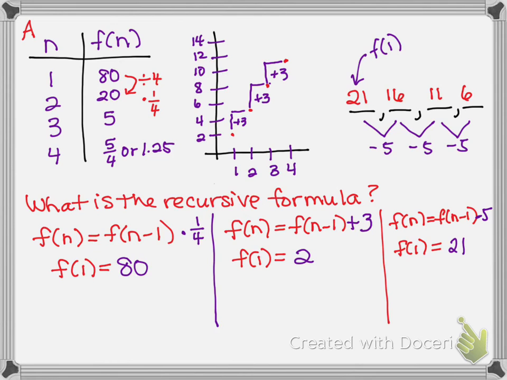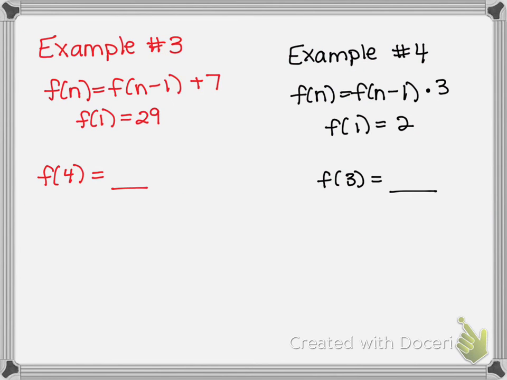Okay. I'm going to do one more example problem that's a little bit different. It uses the recursive formula to help you find a different term in the sequence. And there are 2 different ways for you to do this. I'm going to start with the first way. So this is example 3. Here we have our recursive formula. We're given our first term is 29 and our pattern is plus 7. So we want to know what is the fourth term.